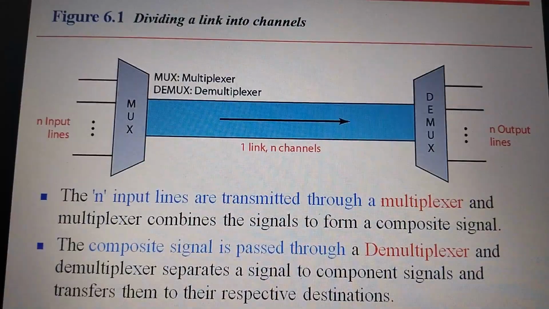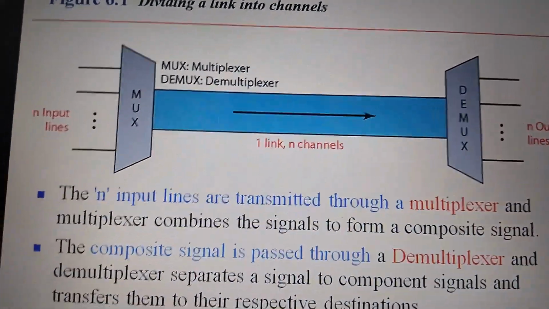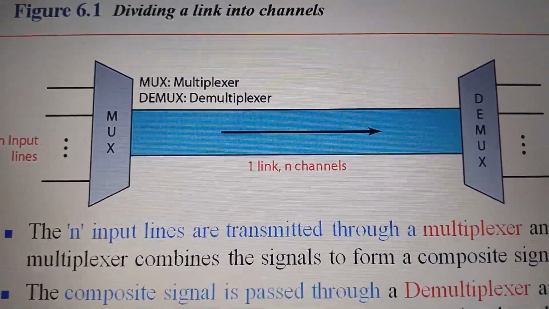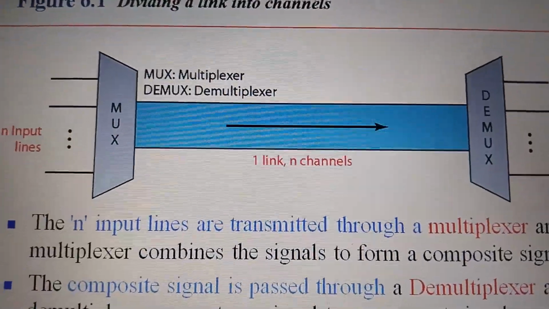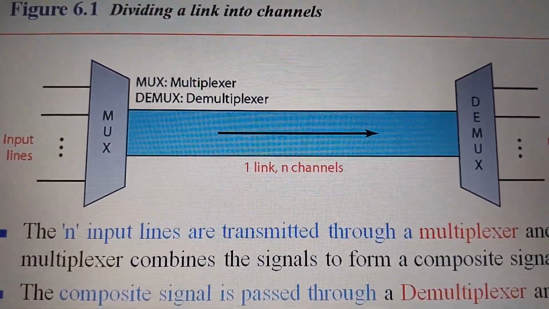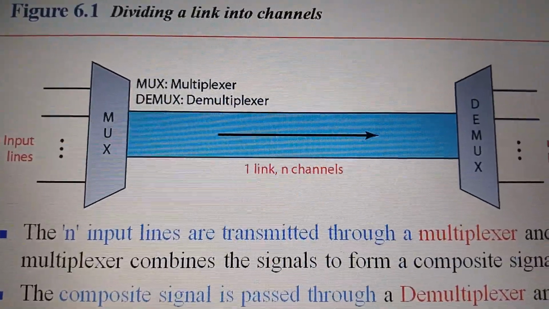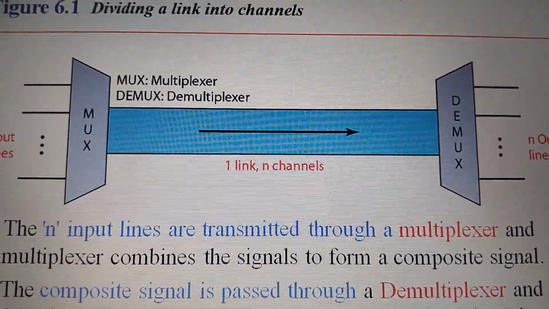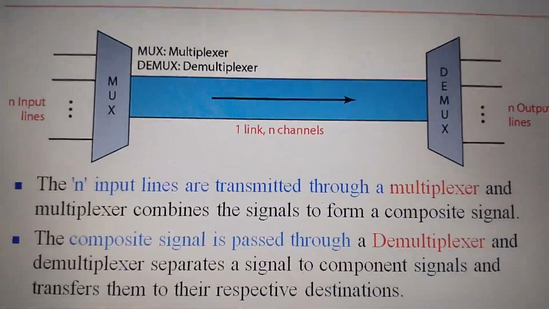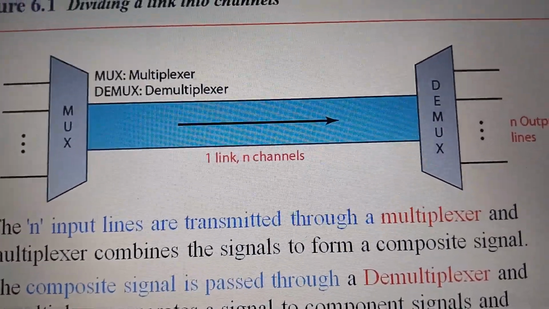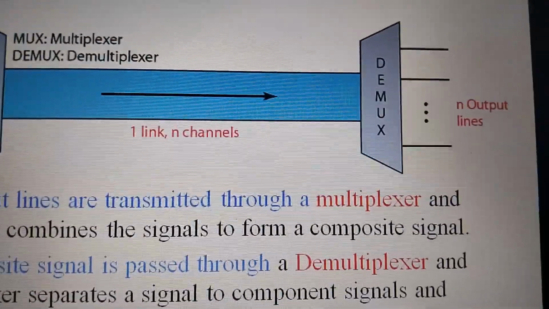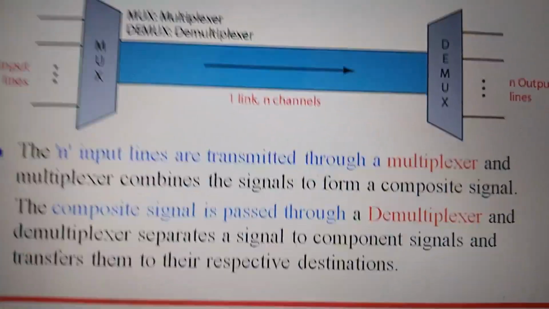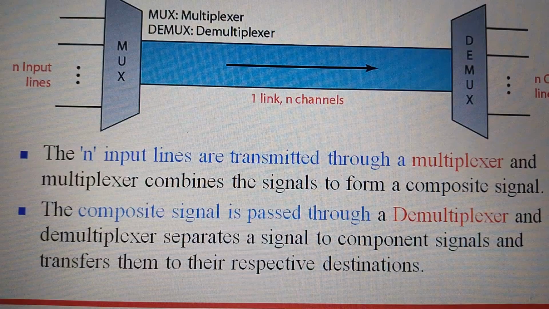See the diagram here. This is the multiplexing diagram. At the sender side, n inputs are taken and combined by the multiplexer MUX, and the single output line is transferred from the sender side to the receiver side. At the receiver side, demultiplexing is performed and it generates n output lines. This is the diagram of multiplexing as well as demultiplexing.